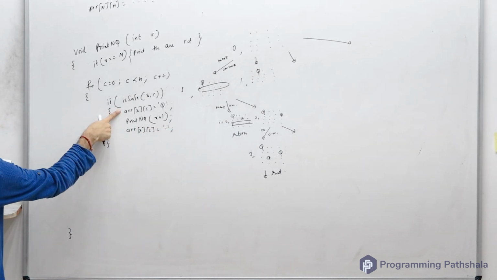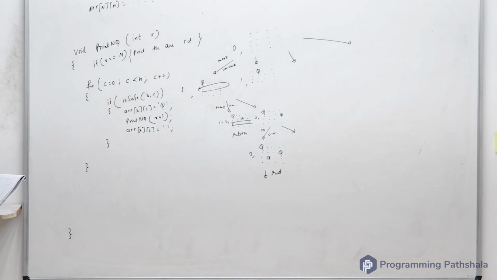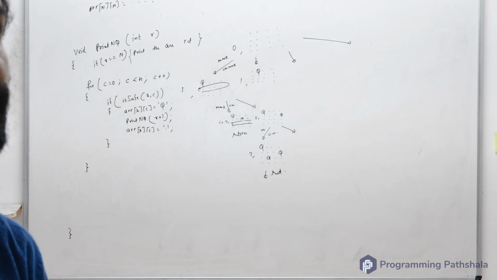That's it. This is your do, this is your recurse, this is your undo. Just this much code and your job gets done. So this is how you can solve this problem very easily. Okay, tell me one more thing over here.